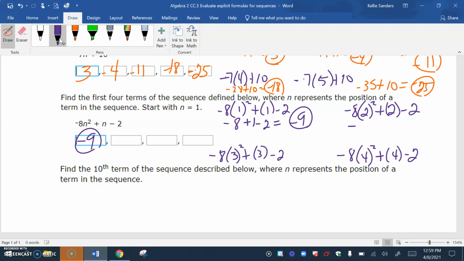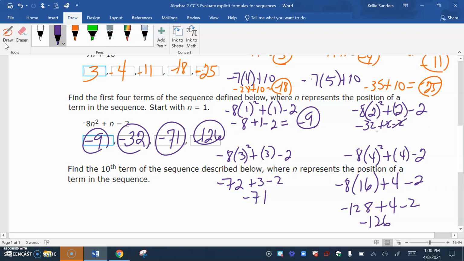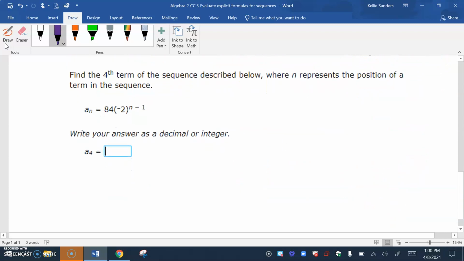2 times 2 is 4, times -8 is -32, plus 2 minus 2, those cancel out, so it'd be -32. 3 times 3 is 9, times -8 is -72, plus 3 minus 2 is 1, so -71. I'm going to have to write this one down. Let's see, 4 squared is 16, times -8 is -128. That'd be plus 2, so -126. Or you can use your calculator.